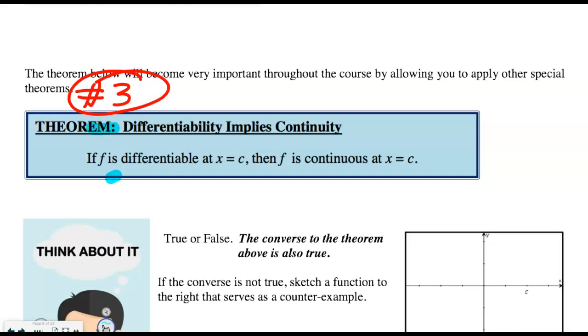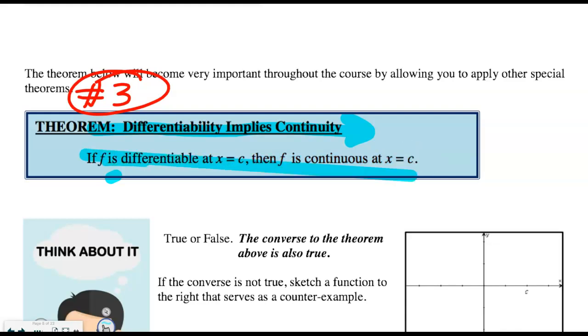A function being differentiable means it must have been continuous. If a function is differentiable, then it's not continuous. Sorry, then it is continuous. I was thinking of something else I'm going to talk about in a second.